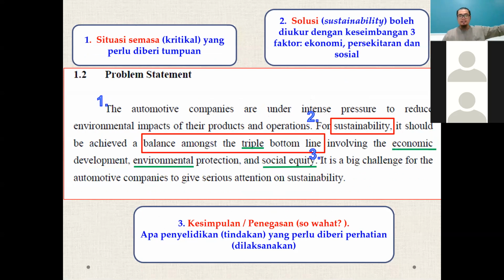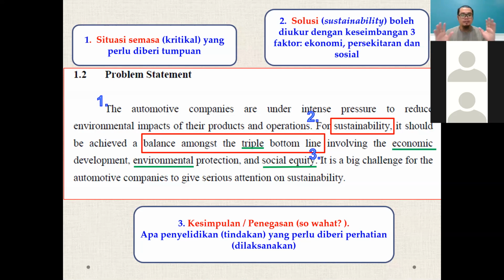In the research background, they mentioned that we need 3 bottom lines: social, economic, and environmental. And in the problem statement, they polish the statement from the research background to make it very clear, because the problem statement should be more clear. To make it clear why we need this triple bottom line, to balance among the triple bottom line, to involve these 3: economy, environmental, and social.